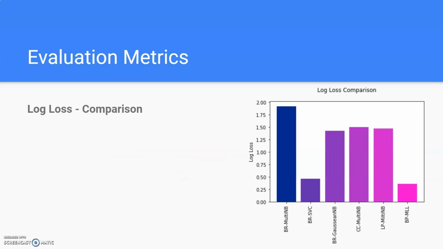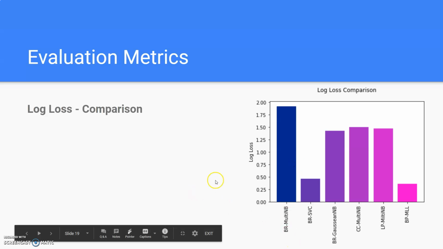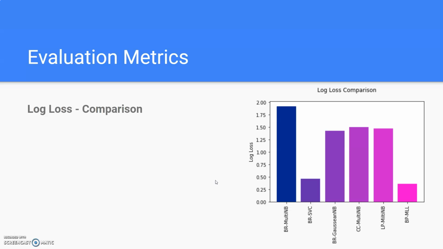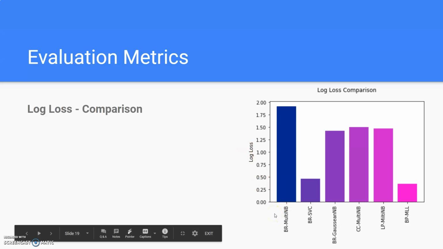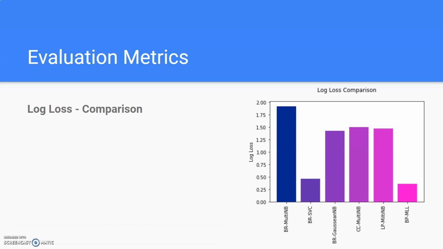Here is the log loss comparison, and from the log loss comparison, it can be seen that binary relevance multinomial doesn't work that well as compared to the Hamming loss.